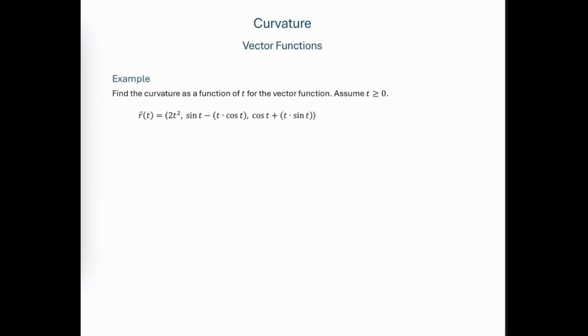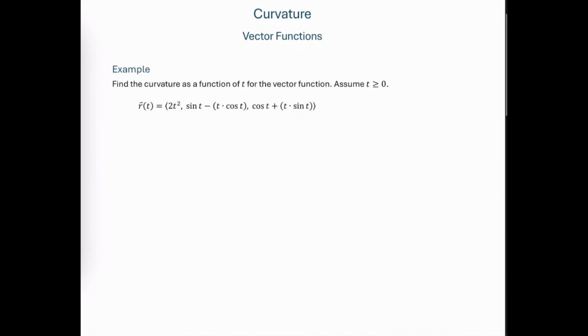In this video, we're going to calculate the curvature of the given vector function, and we're going to find the curvature as a function of the parameter, assuming that the parameter is greater than or equal to 0.